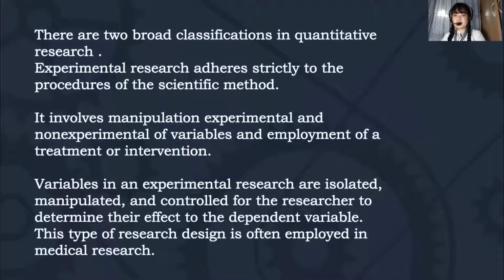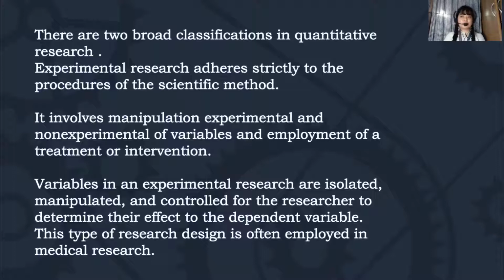There are two broad classifications of quantitative research. Experimental research adheres strictly to procedures of the scientific method. It involves manipulation of experimental and non-experimental variables and employment of a treatment or intervention. Usually, your independent and dependent variables in experimental research are manipulated through an experiment. Sometimes this type of research design is employed in medical research.